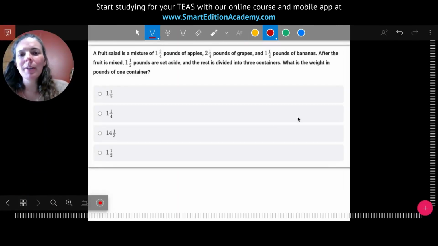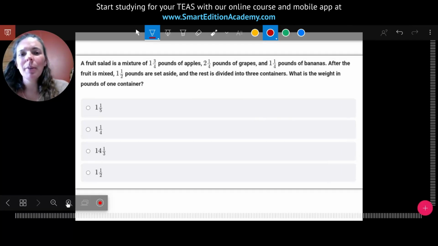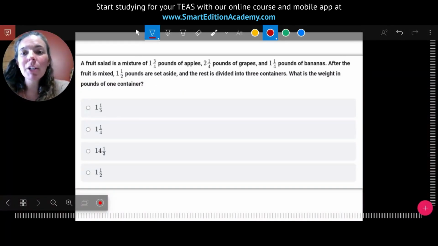All right, so last one here. Notice how in the last example we had some decimals. We're going to have some fractions for this one to wrap it up. And again, as we're doing algebra, those foundational skills are still very important. So fruit salad is a mixture of 1 3/4 pounds of apple, 2 1/4 pounds of grapes, 1 1/4 pounds of banana. After the fruit is mixed, 1 1/2 are set aside. The rest is divided into 3 containers. And what is the weight of 1 container?